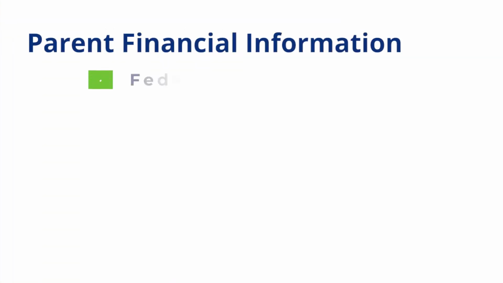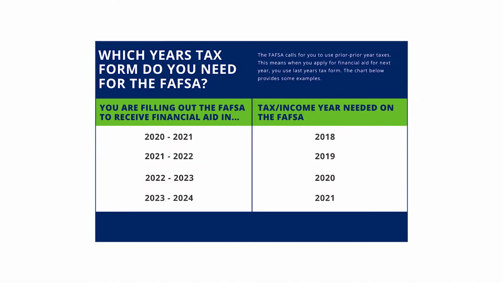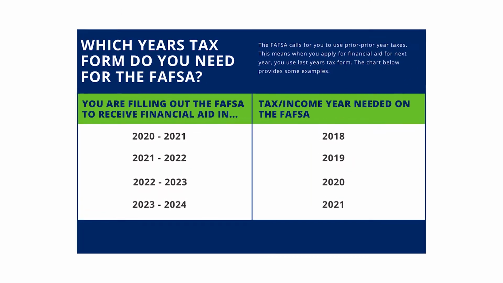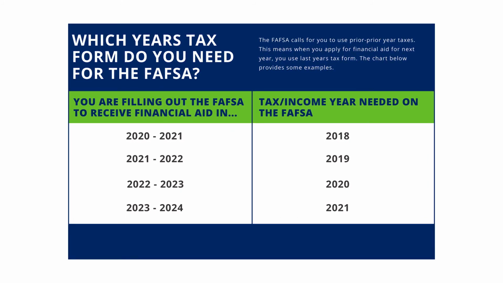In addition to the basic information about your parents, you will also need some information about their income. If your parents file taxes, you will need to find their federal tax return from 2 years ago. This is because the FAFSA requires tax information from what is called prior year, or the year before last year. For example, if you're filling out the 2022-2023 FAFSA application, you will need to locate your parents' 2020 taxes.